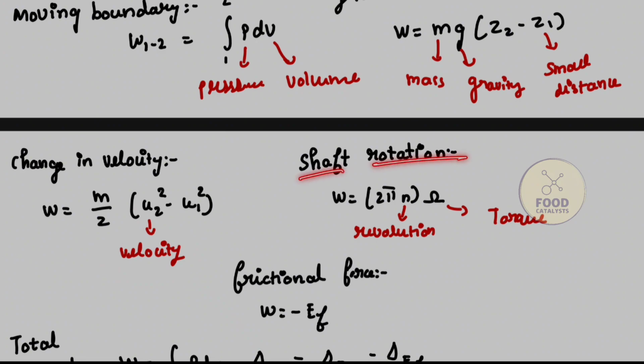If shaft rotation is involved, it is 2 pi n times the torque. Here the torque symbol is mentioned, and n is how many revolutions happened because of the shaft. So 2 pi n times torque.